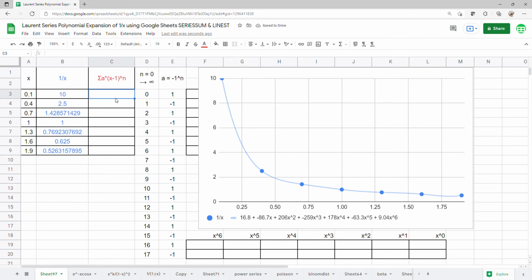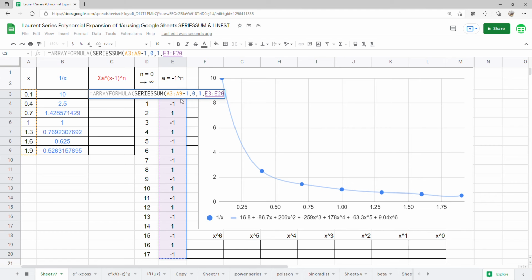And now we can complete the Laurent series polynomial expansion. So array formula, series sum, that's x minus 1. So x minus 1 raised to the power n, where n starts from 0, incremented by 1. And the coefficient will be this range, the a range. Enter.